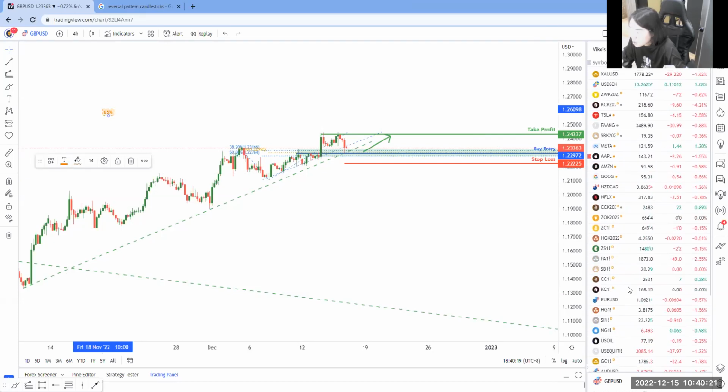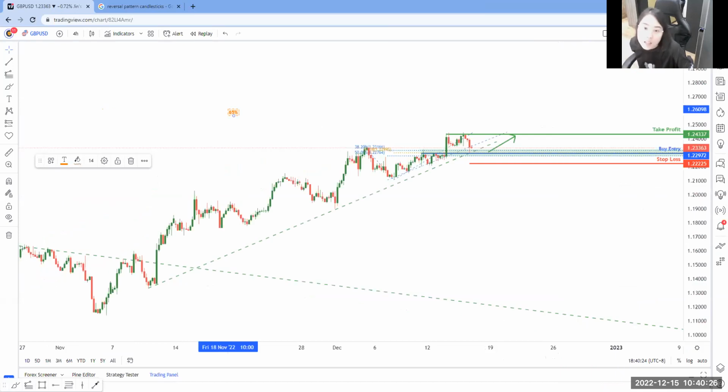There's so many Forex pairs out there. There's so many cryptocurrencies. There's so many commodities for me to trade. There's so many indices for me to trade. So I don't need to force a trade if I don't feel confident with the trade. Okay, so that's your first option.